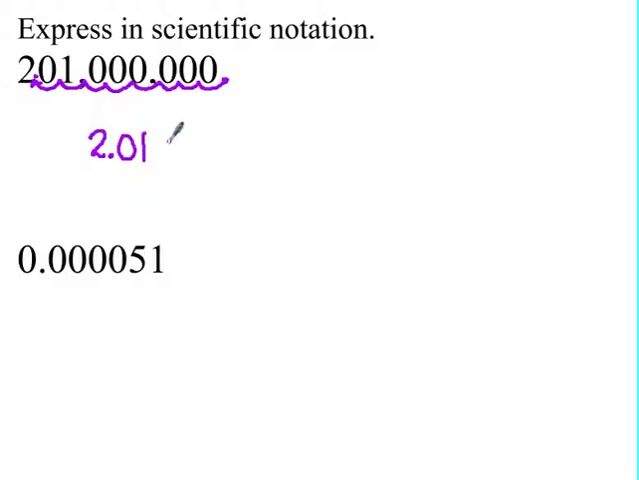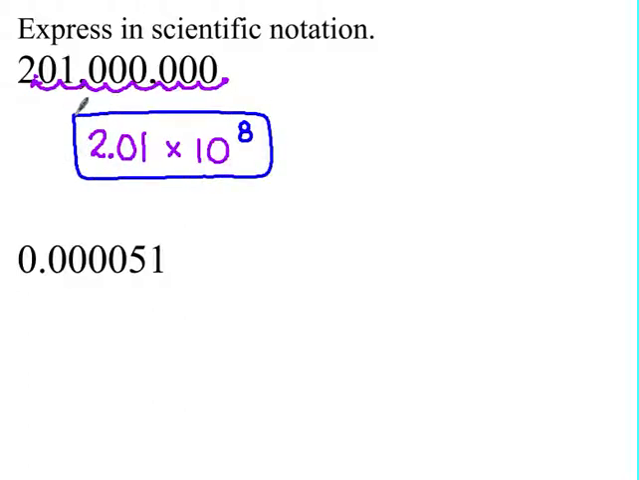Okay, now I'm going to do a times 10. And what I'm going to do now is count the spaces I moved the decimal. So if I look, I moved it 1, 2, 3, 4, 5, 6, 7, 8. I have to determine if this is a positive 8 or a negative 8. So is the number bigger than 1 to start with? 201 million? It's bigger than 1, so that's going to be a positive 8.